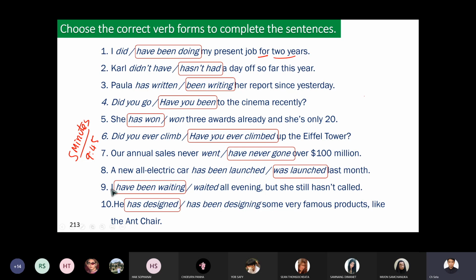Now let's read together, number 1 until number 10. I have been doing my present job for 2 years. Carl hasn't had a day off so far this year. Paula has been writing her report since yesterday. Have you been to the cinema recently? She has won 3 awards already and she's only 20. Have you ever climbed up the Eiffel Tower? Our annual sales have never gone over $100 million. A new all-electric car was launched last month. I have been waiting all evening, but she still hasn't called me. Number 10: He has designed some very famous products like the armchair. Okay, Dara, can you read number 1 until number 10 again?